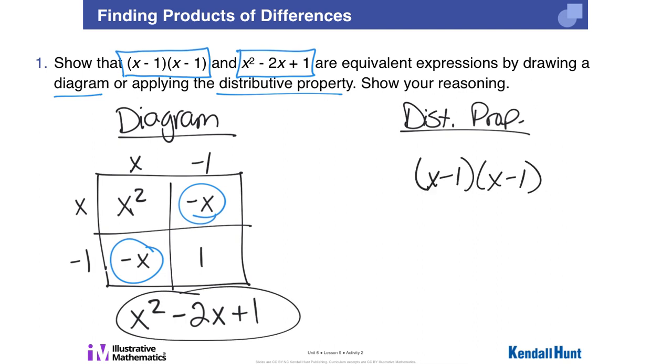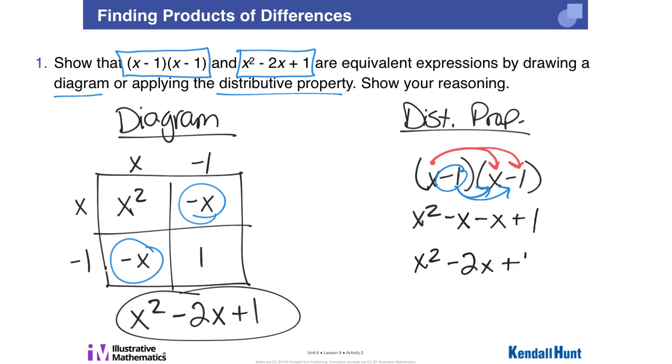I'm going to do the same thing using the distributive property. I'm first going to take my first x and multiply it by both terms in the other factor. So I have x times x, which is x squared, and then x times negative 1, which is going to be negative x. Now I'm going to take negative 1 and multiply it by both terms in the other factor. So negative 1 times x is going to be negative x, and negative 1 times negative 1 is going to be a positive 1. I'm going to simplify. I have those like terms. Negative x minus x is negative 2x plus 1.